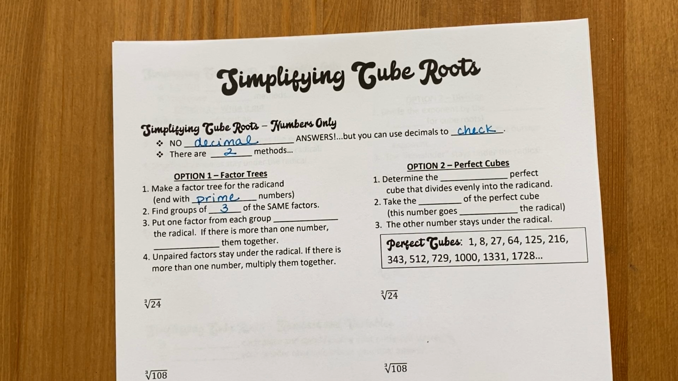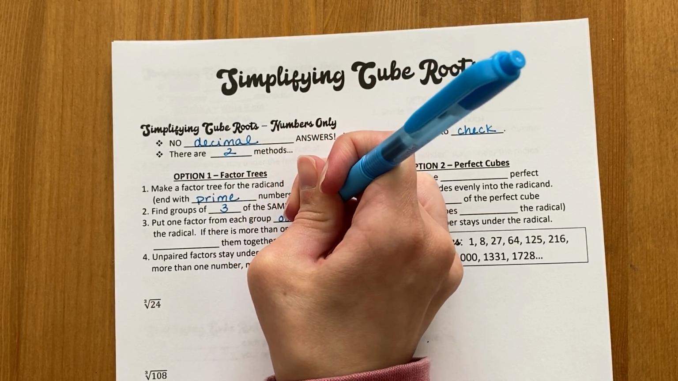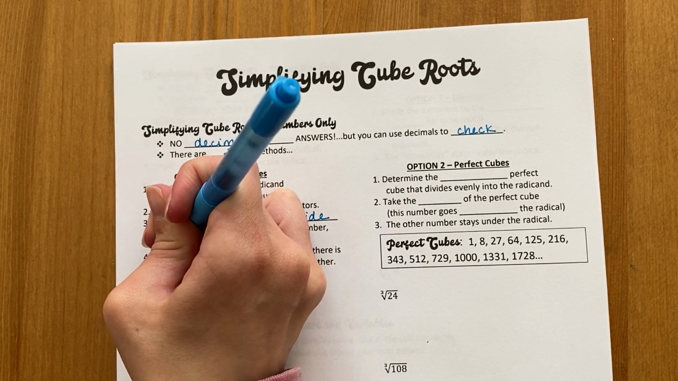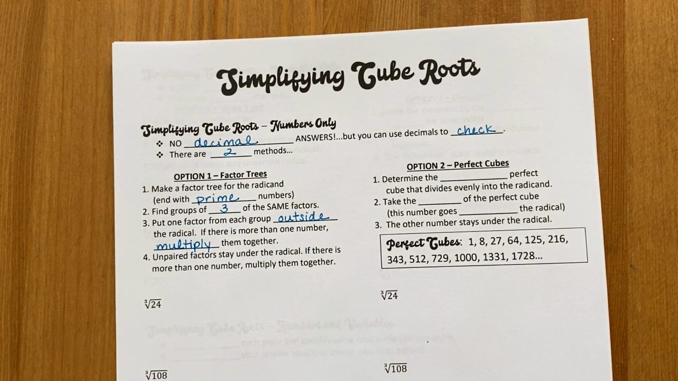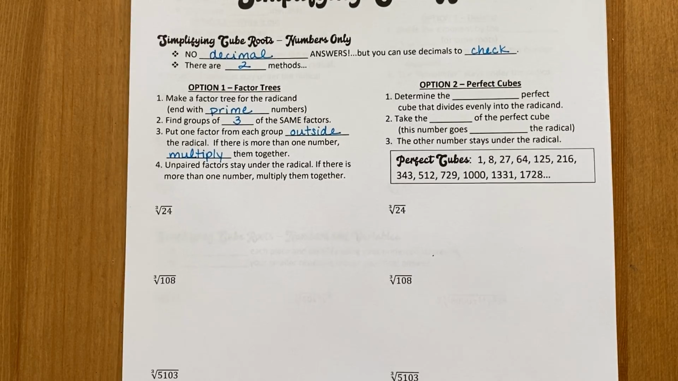Now, what we're going to do is still put one factor from each group outside of the radical. And if you have more than one number, you still multiply them together. So that whole process is the same. Anything that doesn't have a group is going to stay underneath that radical symbol. Now we are going to start with this method again because it is more flexible than the next one, and it may feel more comfortable in this particular lesson, just as a heads up.